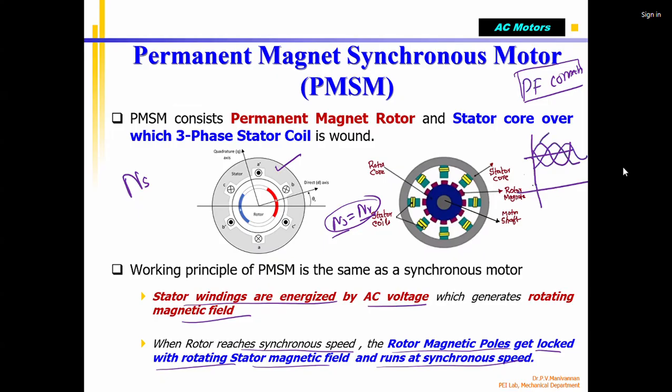Correct? So this is A phase, this is B, this is the C. The phase difference is 120 degrees. Because of that, at any given instant, 2 phases will be acting, and I told you the magnetic flux generated by each phase. This is phi A, this is phi B. And phi C is 0 at this instant.